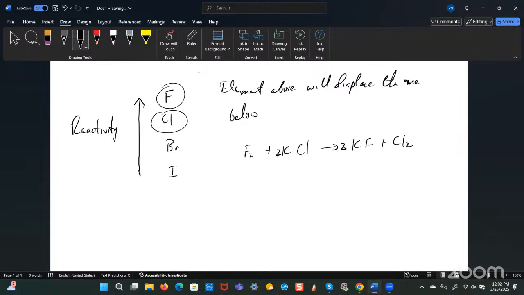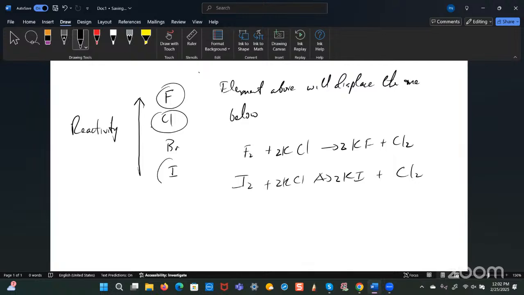Now, an example of a reaction that will not work is this one right here. Iodine plus KCl to form potassium iodide and Cl2. And we balance it by putting those 2's there. This reaction will not work. Why?